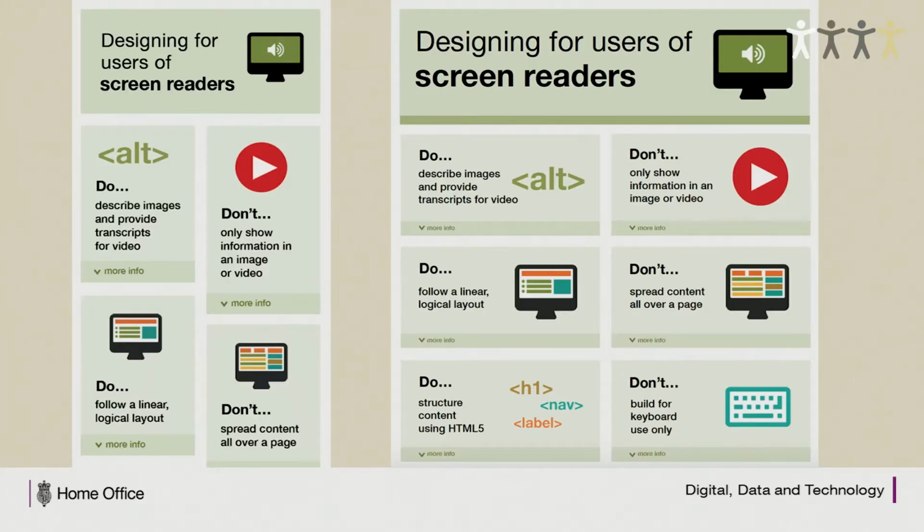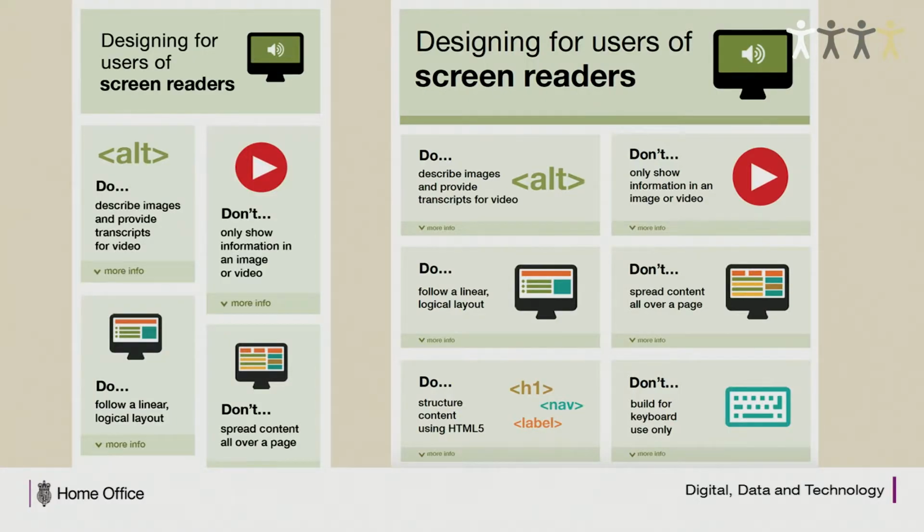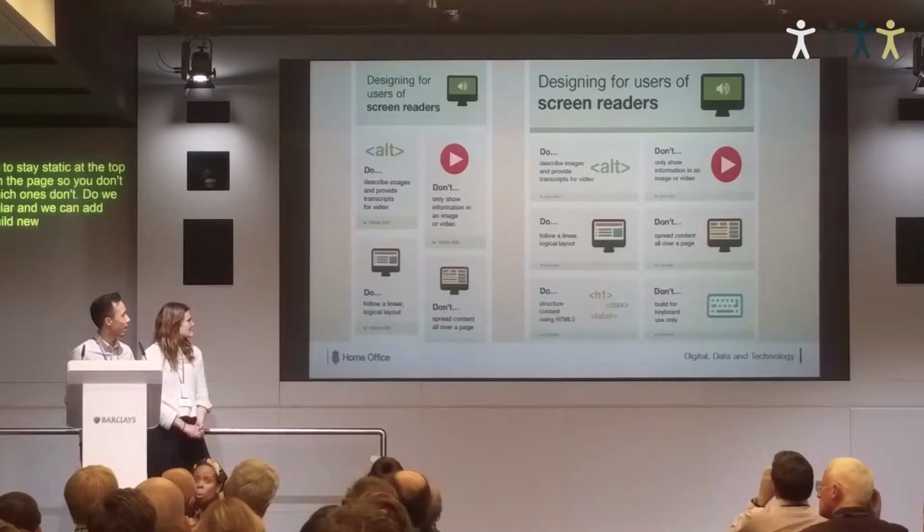So, for example, now that you can scroll up and down on a mobile, does the do and don't header need to stay static at the top, or should it persist all the way down the page so you don't lose track of which ones are do and which ones are don't? Do we use card design so that it's more modular and we can add more principles really easily and build new poster pages really easily? Yeah, and thinking about how that translates into the new design.